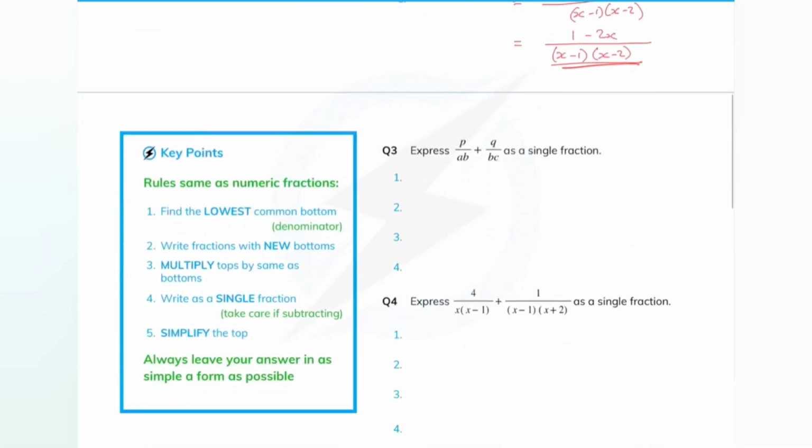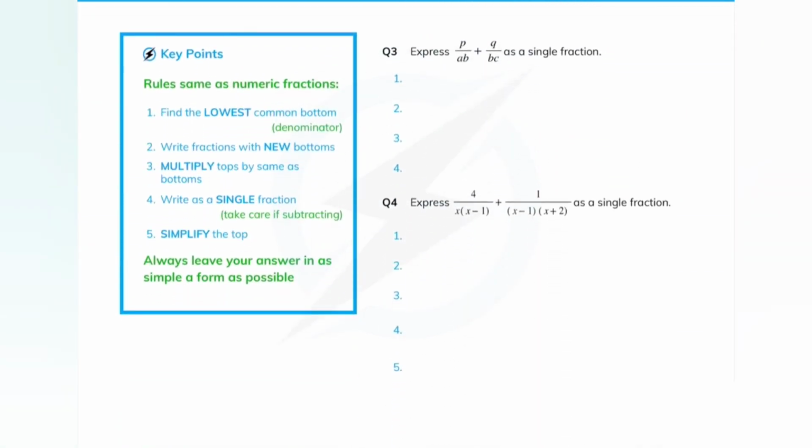Now we are going to do a slightly more complicated pair of questions. It's only complicated by the fact that the denominators have something in common. Okay, and life is so much easier if we get the right lowest common denominator to start with. So the lowest common denominator here is not AB times BC, but is just ABC.